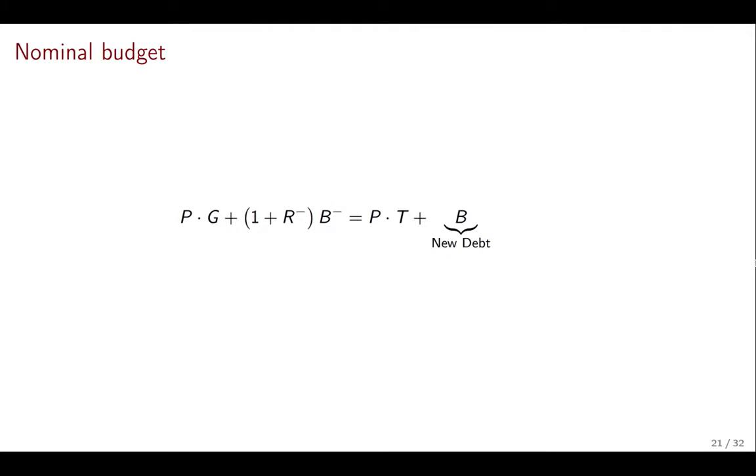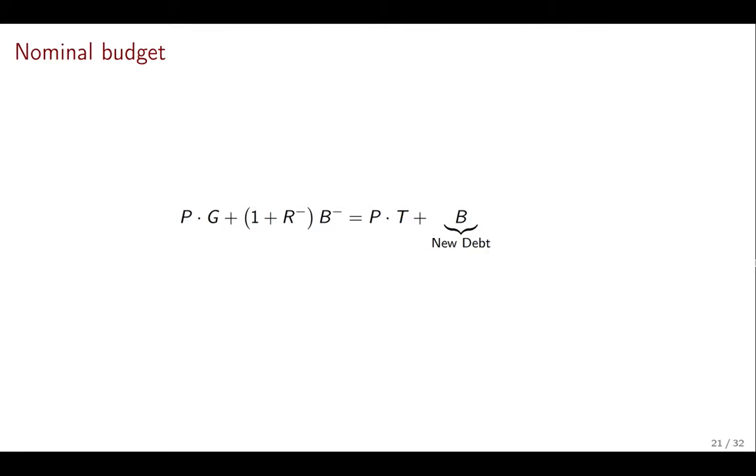Then we can get new debt. This debt is again nominal bonds. Nominal bonds for the government are going to be a source of income because what the government is doing here is selling bonds. That's going to be the assumption we're going to make. Positive B for a government means it's selling bonds, so they are getting money today and promising to pay back in the future.